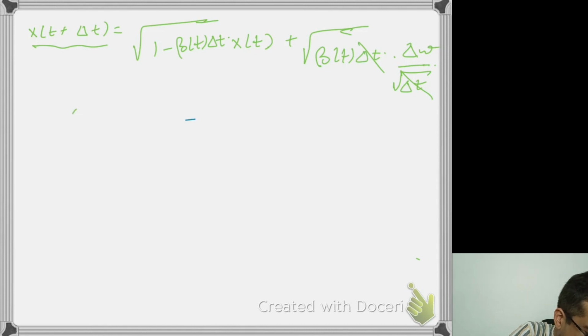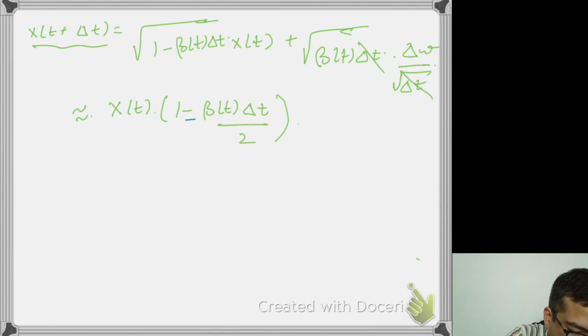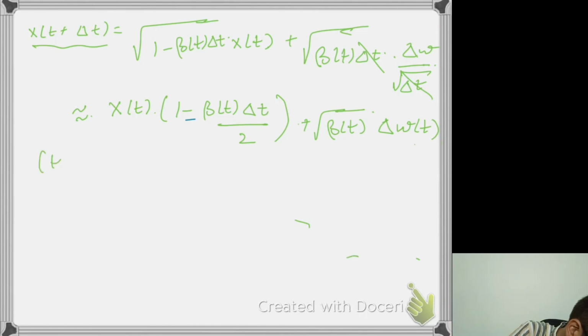So this is approximately xt times 1 minus beta t delta t by 2, and then plus root beta t times delta wt. Here we are using the fact that square root of 1 minus x is approximately equal to 1 minus x by 2.